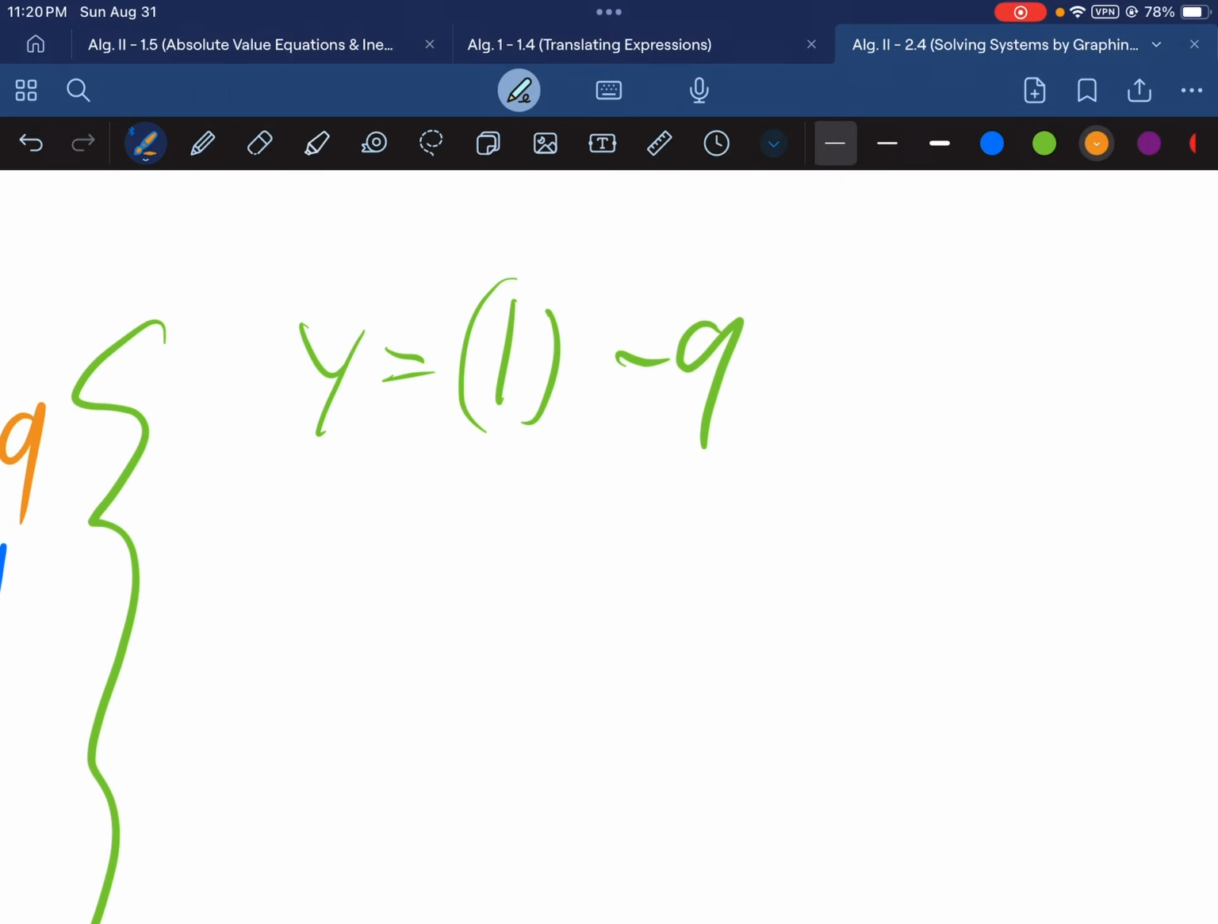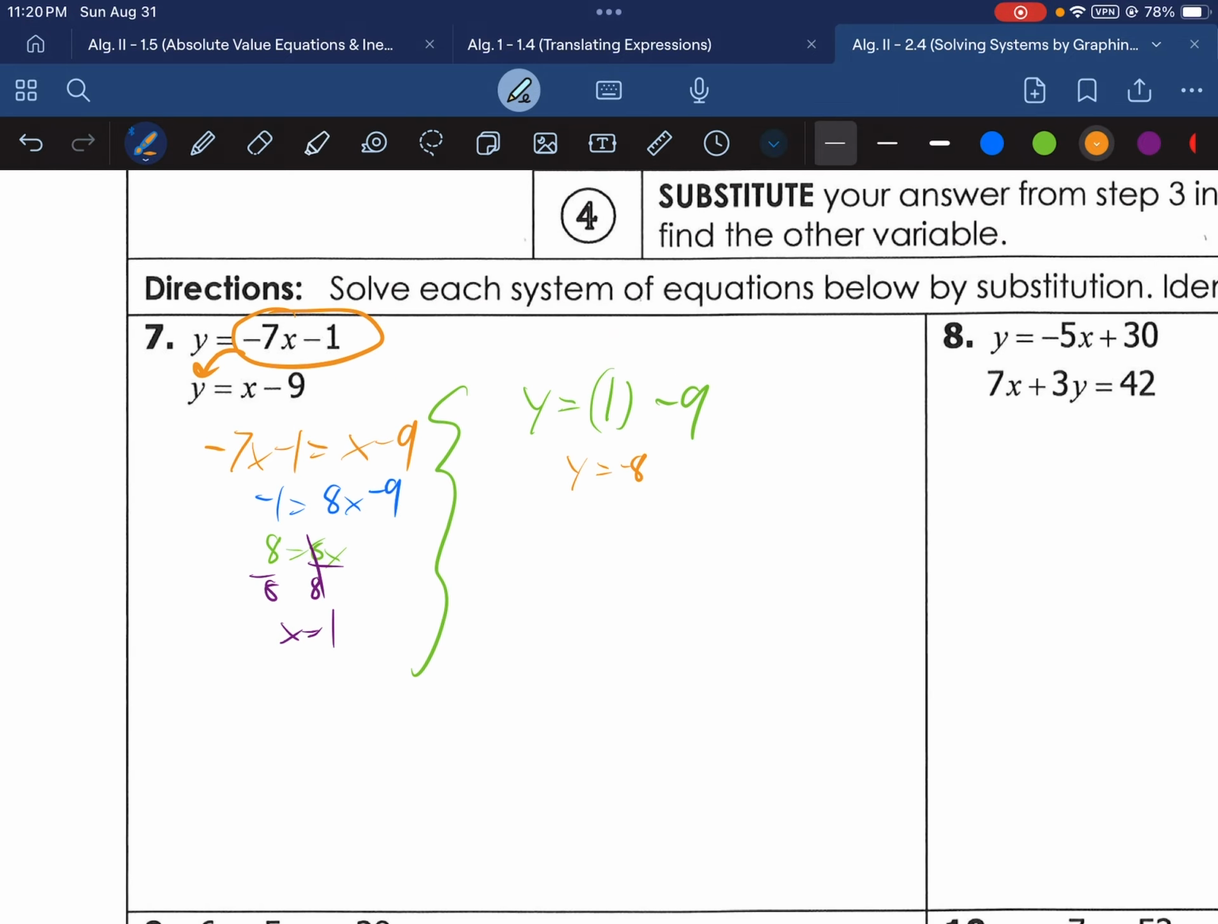And so now we have y equals 1 minus 9, which is y equals negative 8. And so now we're going to make an ordered pair out of this and call it 1 for the x value, negative 8 for the y value, and that's our answer, 1 comma negative 8.